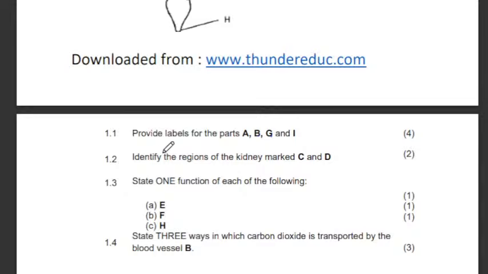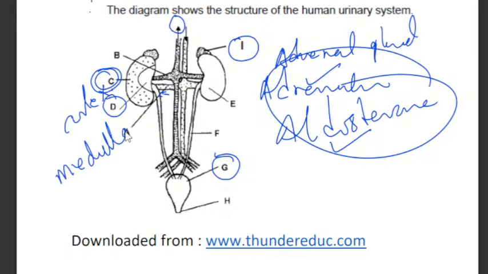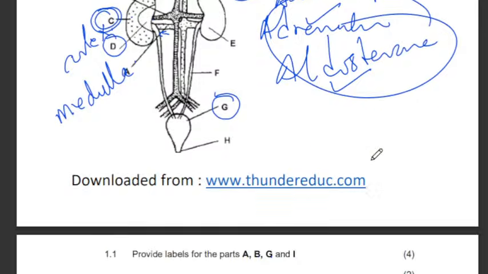Then they're saying identify the regions of the kidney marked C and D. C, where is C now? How do you call this region? And D. Region C is called the cortex, while region D is called the medulla. So this is the cortex. This is the medulla.